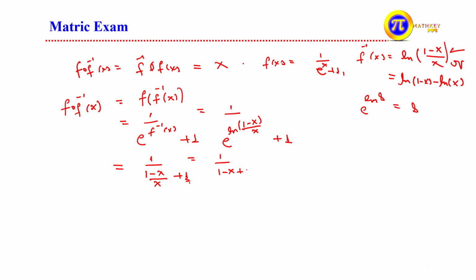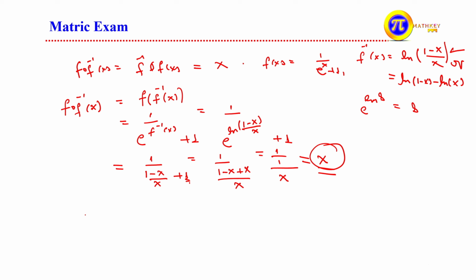x times 1 is x over x. Here, 1 minus x plus x is what? That is 0, but what remains is 1 over x. When you take the reciprocal of this, it becomes x. So f of f inverse of x is x.